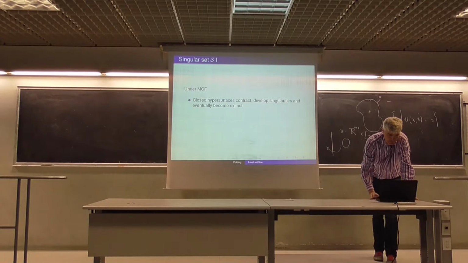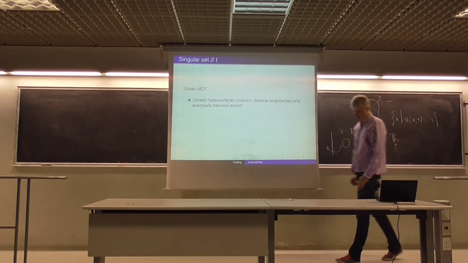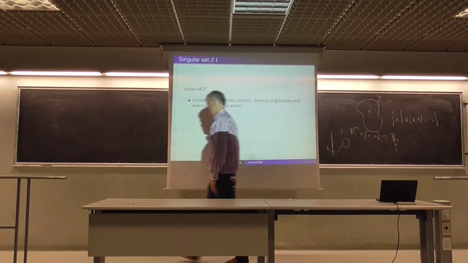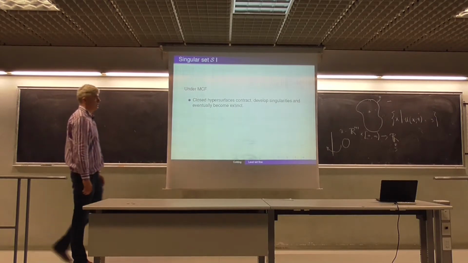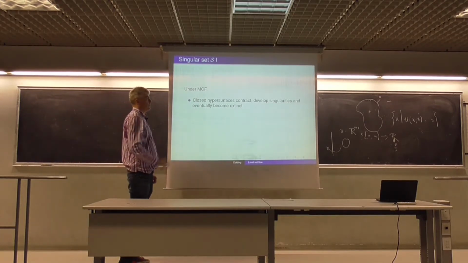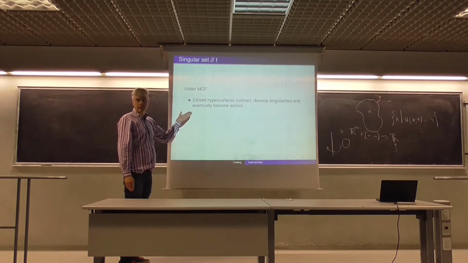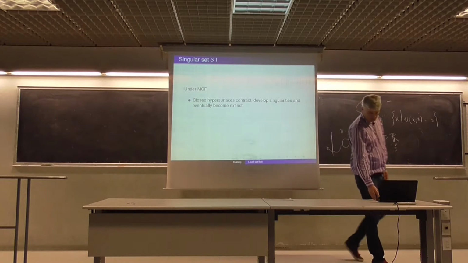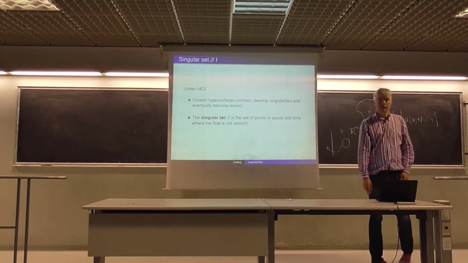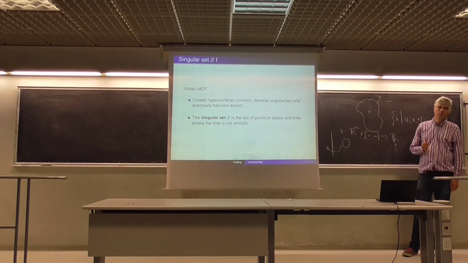So now, in general, of course, as we said from the avoidance principle, if you take a closed hypersurface, under the flow it's contracting, the area is going down, it will develop singularities, and it will eventually become extinct. That's what happens in general. And the singular set is the set in space-time where the flow is not smooth.